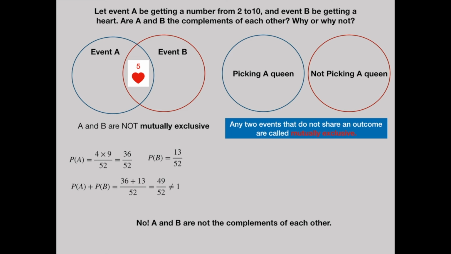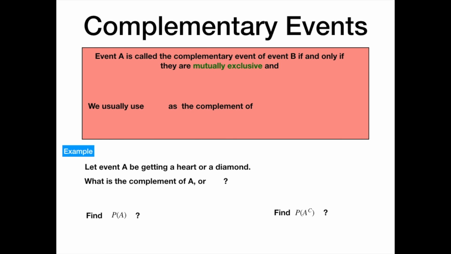So from this example, we can formalize the definition for complementary events. Event A is called the complementary event of event B if and only if they are first mutually exclusive and the sum of the probabilities equals 1. We usually use A^C as the notation for the complement of event A. As a result, P(A) plus P(A^C) equals 1.